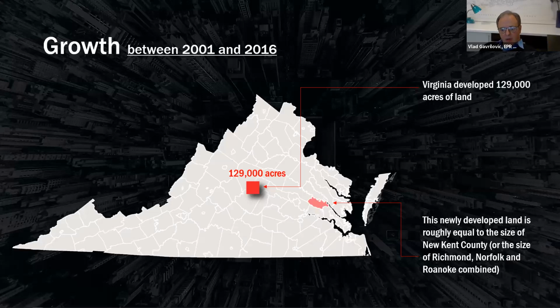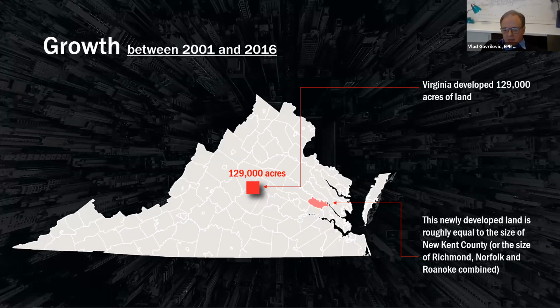We did this between 2001 and 2016, and Jason will tell you why we use those years. In that snapshot of time, Virginia converted from rural or open space to development 129,000 acres of land. That's about equal to a smaller county, roughly like New Kent County. Or another way of looking at it is if you took Richmond, Norfolk, and Roanoke land areas combined, that's roughly 129,000 acres.